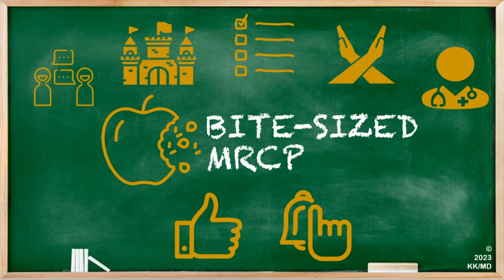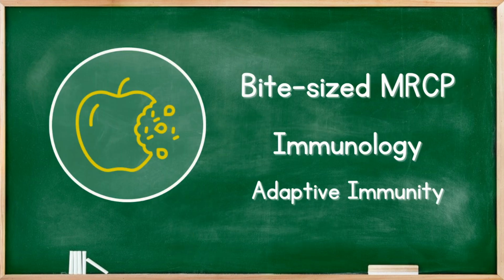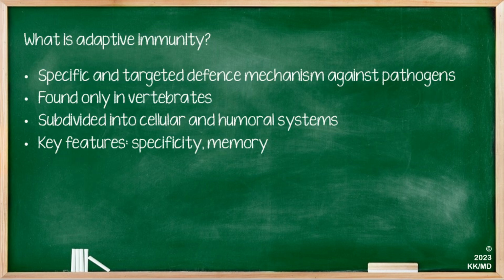Now, without further ado, let's get into today's topic, which is the adaptive immune system, to follow on from our previous episode, which was on the innate immune system, so do look back at that if you haven't watched it already. So what is adaptive immunity? In contrast to the innate immune system, this is specific and targeted and is part of the defense mechanism against pathogens. It's important to remember that this is only found in vertebrates and is subdivided into cellular and humoral systems. The key features, if you remember nothing else, are that it's specific and it produces memory.